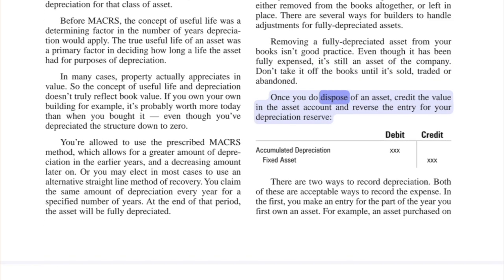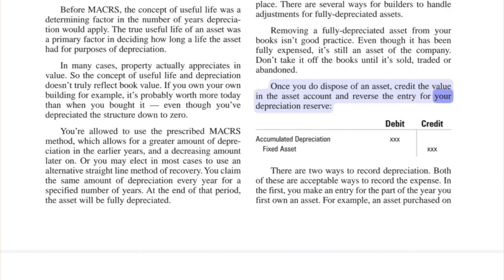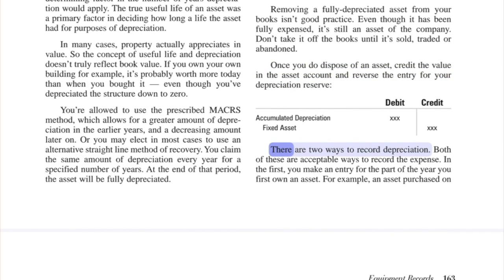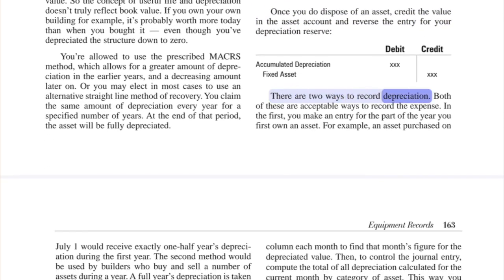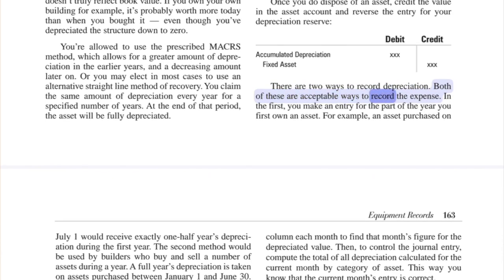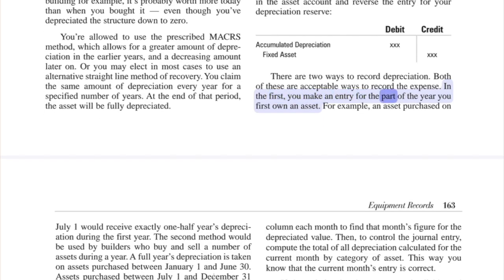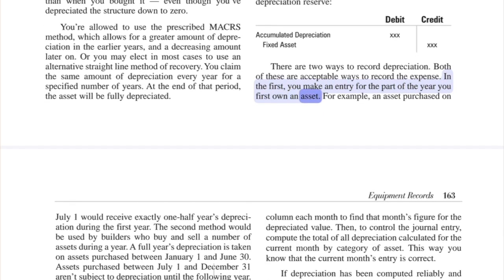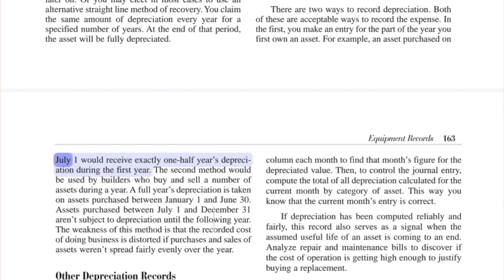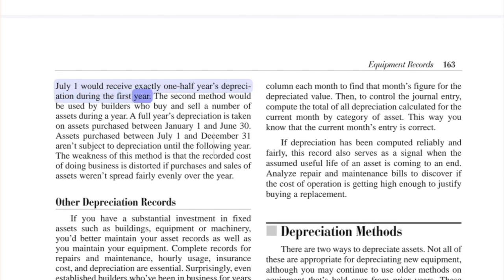Don't take it off the books until it's sold, traded, or abandoned. Once you do dispose of an asset, credit the value in the asset account and reverse the entry for your depreciation reserve. There are 2 ways to record depreciation. Both of these are acceptable ways to record the expense. In the first, you make an entry for the part of the year you first own an asset. For example, an asset purchased on July 1 would receive exactly 1/2 year's depreciation during the first year.